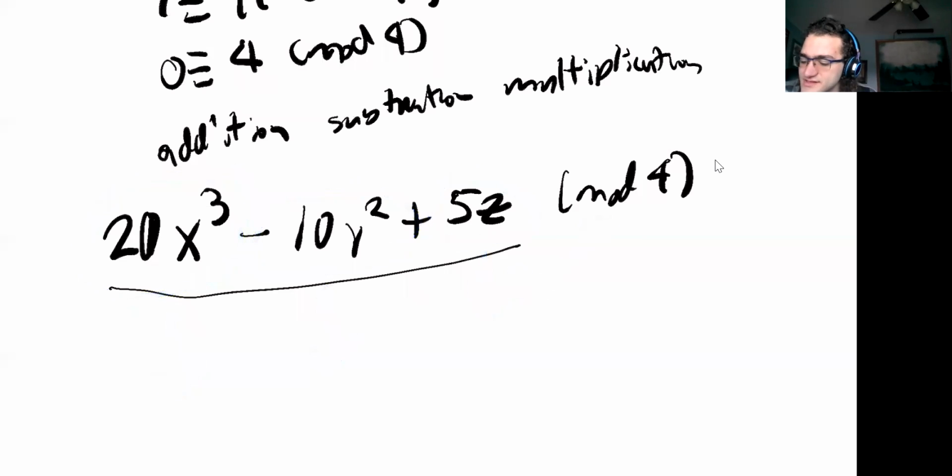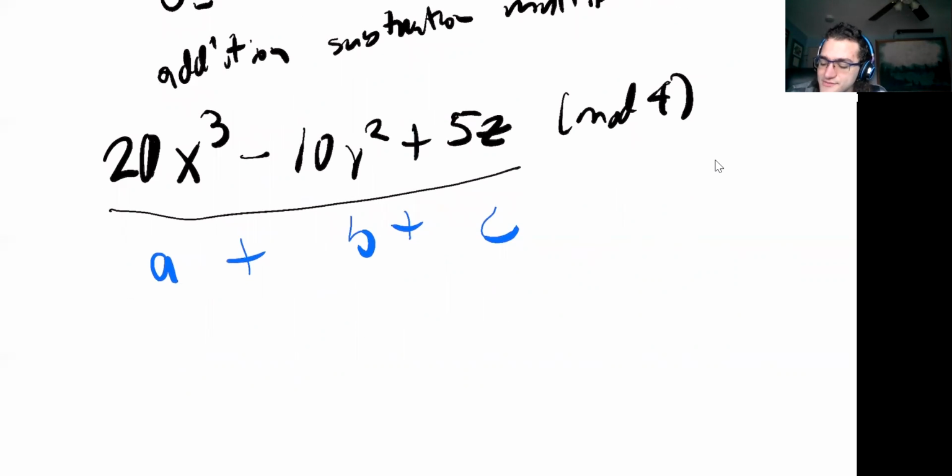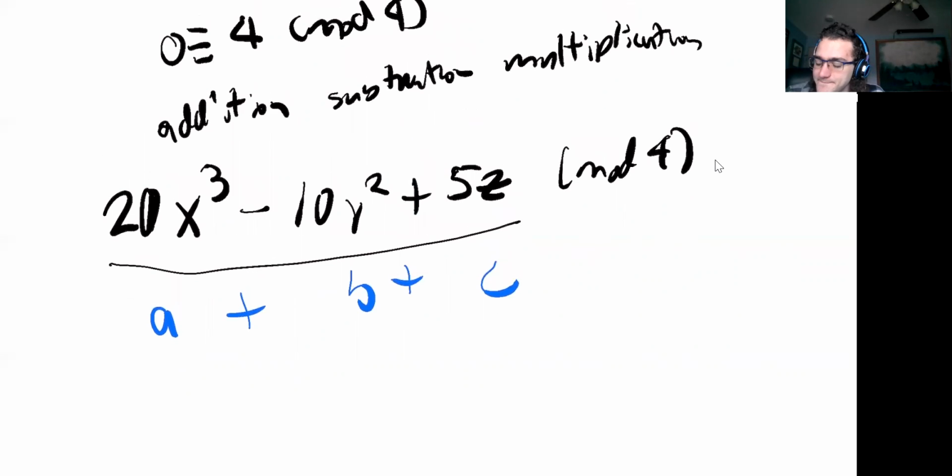So I can view each of these things as some element like a, b, and c, and I'm asking for a plus b plus c mod 4. If a is equal to something mod 4, I'm able to basically add them together. So here, 20x cubed mod 4: 20 divided by 4 is 5 with a remainder of 0. So this will be equal to 0, regardless of what the x cubed is.